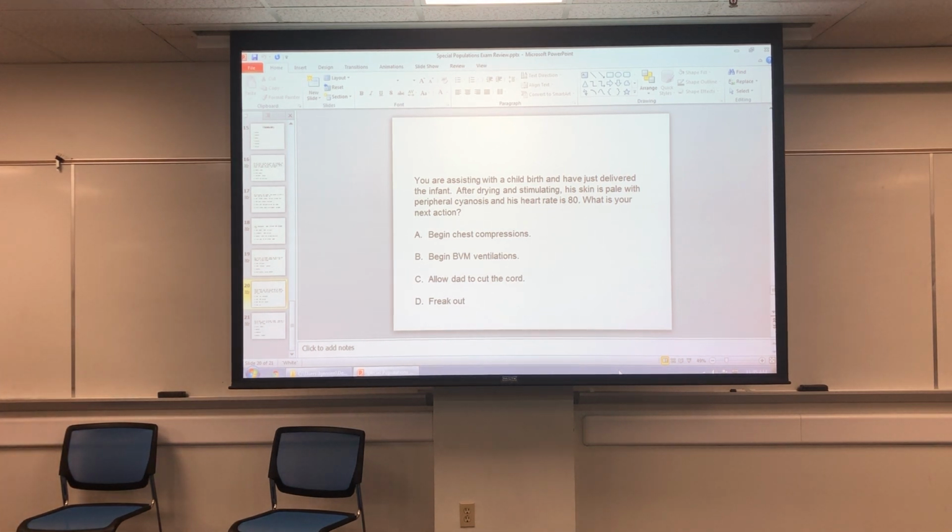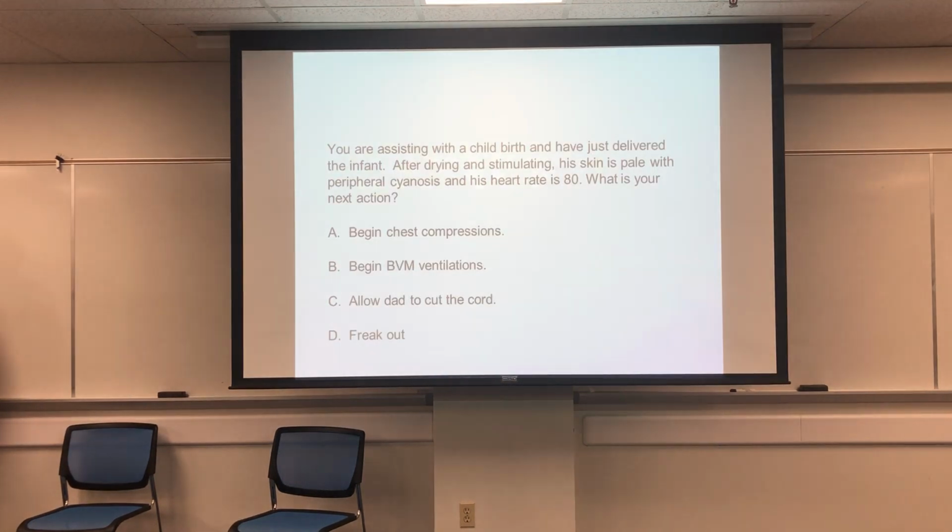All right, you are assisting with a childbirth. You've just delivered the infant. You've dried and stimulated. The skin is pale. There's some peripheral cyanosis. Heart rate is 80. What do you want to begin doing? B. Pardon? B. As in baby boy.